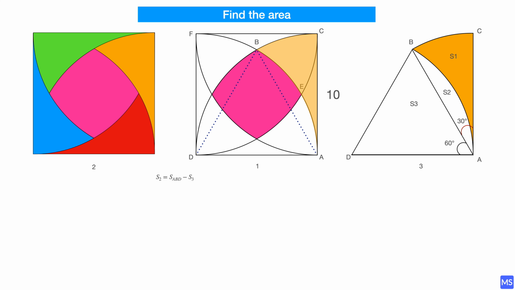In sector ABD, S2 equals the sector's area minus S3, where the area of an equilateral triangle is calculated using the formula square root of 3 over 4 times the square of the side length. S3 is equal to square root of 3 over 4 times 10 squared, which simplifies to 25 times square root of 3.